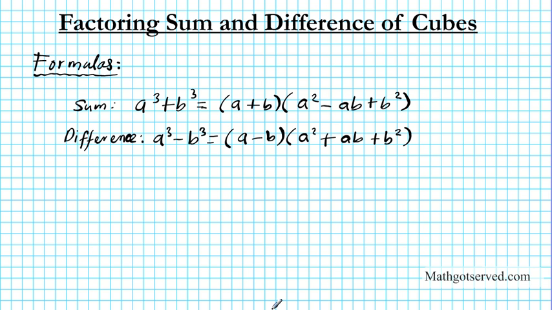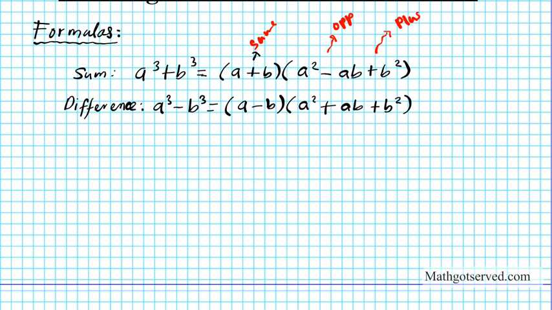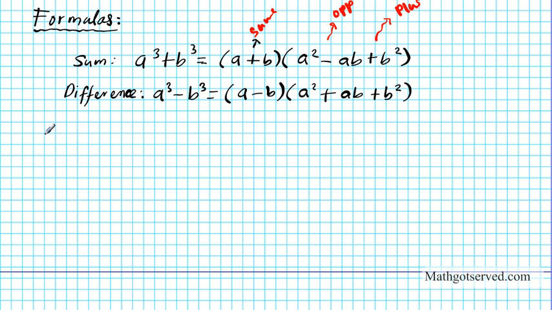So just remember the pattern for the signs: the first sign is always the same, the second sign is always the opposite, and the last sign is always the plus. That's basically the trick for remembering the sign pattern. Now let's apply these formulas to a problem. The instructions for the examples you're going to do are as follows. Factor the following expressions completely.